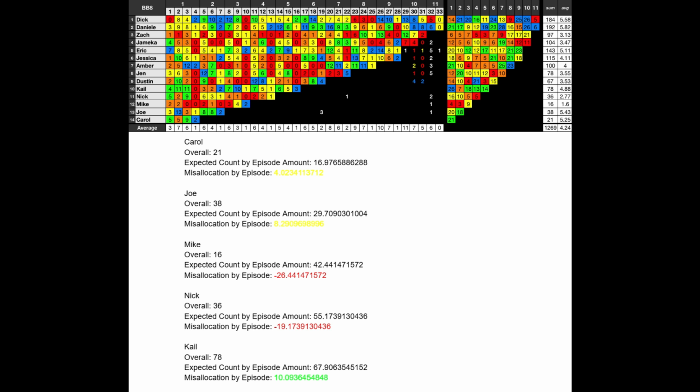And the final person in the pre-jury is Kale, who received 78 confessionals during the season, and the expected count by episode amount for her is 67.9. This means that she has a misallocation of 10 confessionals, meaning that she got 10 more confessionals than she should have. And she's barely above that perfect median where they have a fair edit or fair distribution. But even 10.09, where it's barely green, is still good.